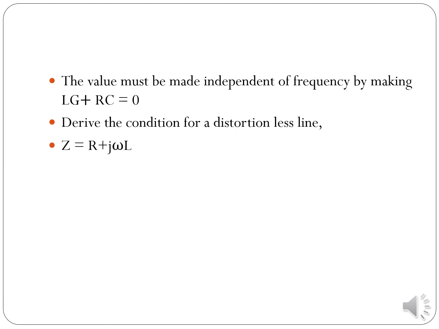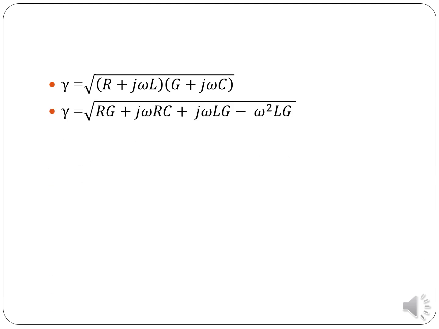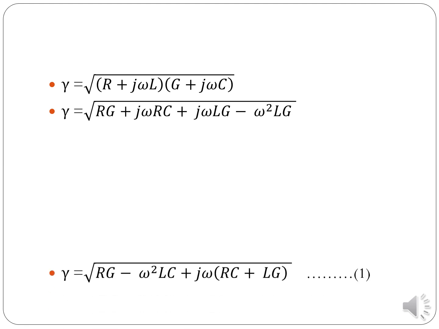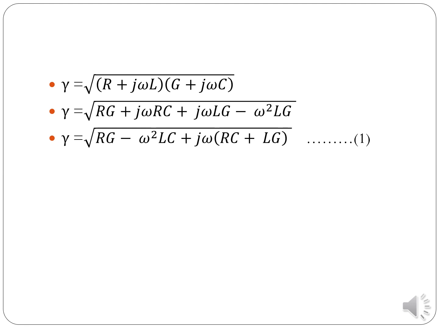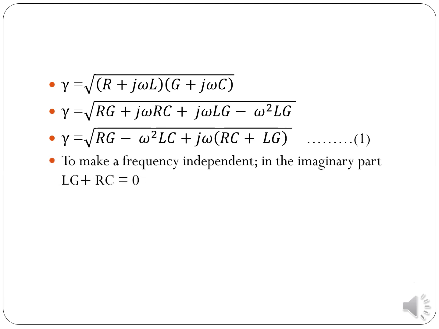Hence, the distortionless condition: Z equals R plus jωL, Y equals G plus jωC, and gamma equals alpha plus j beta, where gamma equals root of ZY. So, gamma equals root of (R plus jωL)(G plus jωC). Multiplying both sides, you will get RG plus ω(RC plus jωLG) minus ω square LC, and we can separate the real part and imaginary part and substitute LG plus RC equal to 0.